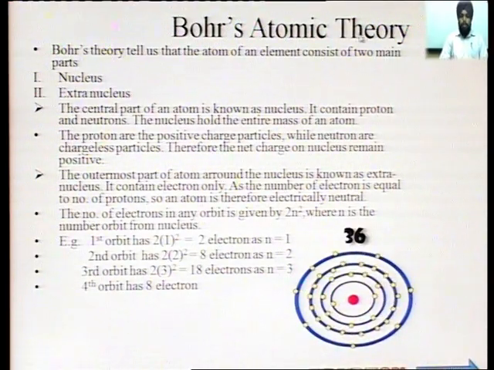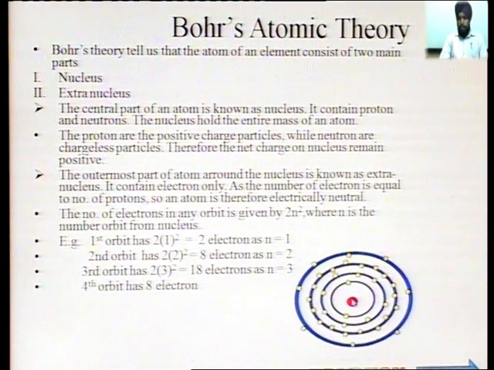Bohr atomic theory again consists of 2 main parts, nucleus and extranucleus. The center part is called the nucleus and the outer part is called the extranucleus part. In the center part, protons and neutrons are there, and in the extranucleus part, electrons revolve around the nucleus in definite orbits. The number of electrons in an orbit follows the formula 2n square, where n is the number of the orbit from the nucleus.